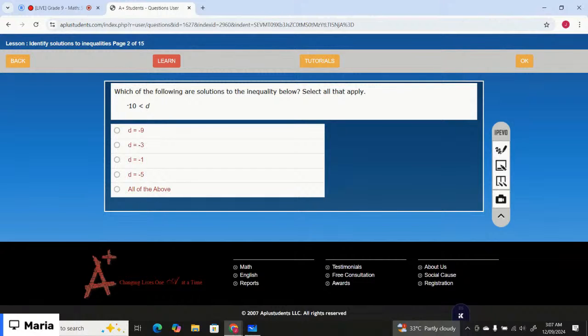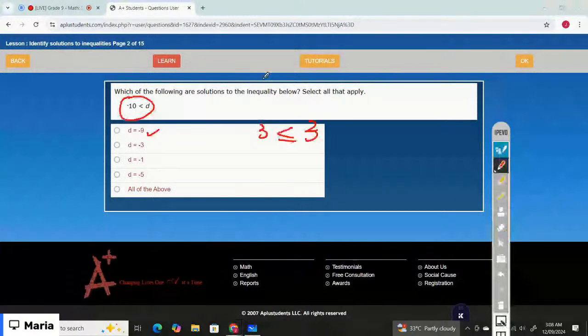Which of the following are solutions to the inequality below? Select all that apply. Okay, the inequality is negative 10 is less than d. Now you are given the options negative 9, negative 3, negative 1, and negative 5. Let's see which is the correct option. Start with the first one. Yes, all of the above.